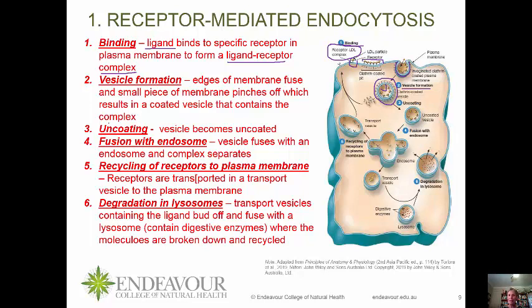What happens then in number 3? The vesicle becomes uncoated. So uncoating, what happens here? It loses its clathrin coat, hard to say, and that clathrin is then recycled. Okay. So now you're left with an uncoated vesicle with the ligand receptor complex inside.